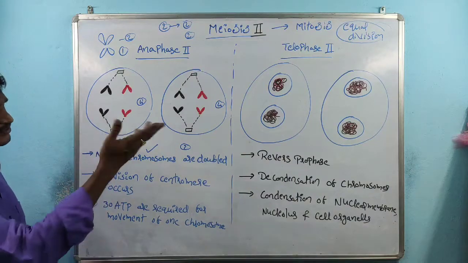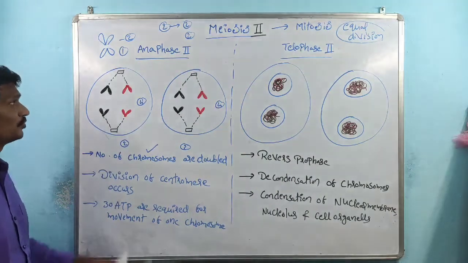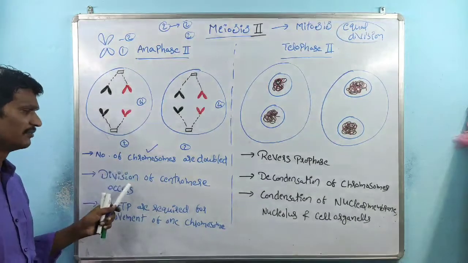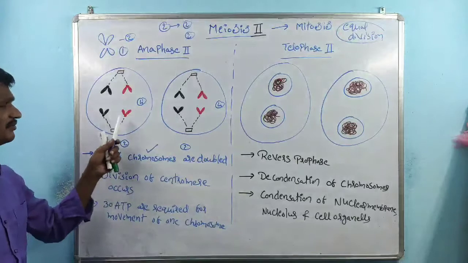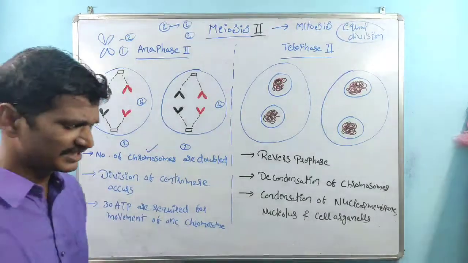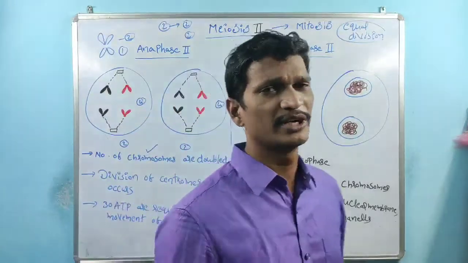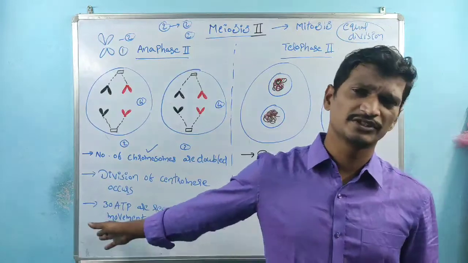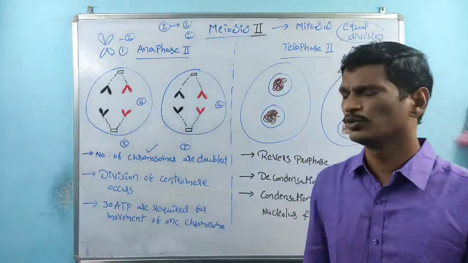See the next phase. Within that anaphase 1, the number of chromosomes is doubled. Division of centromeres occurs. Here we know the point is 30 ATPs are required for the movement of one chromosome from center to the pole side. See, in this phase, chromosomes are moving towards the pole side.